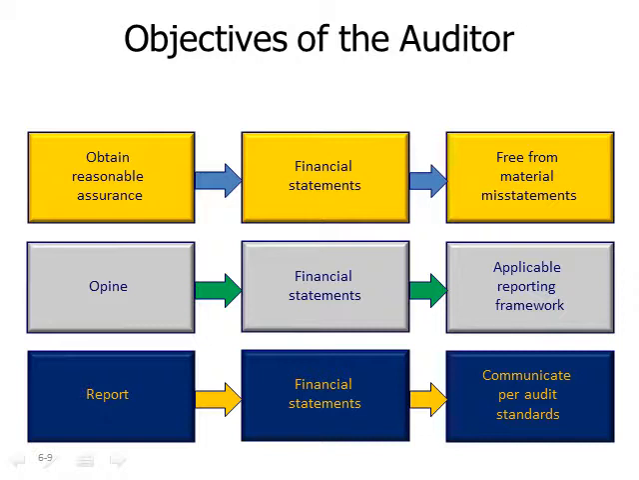Here we see what the objectives of the auditor are. The objective of the audit is to obtain reasonable assurance about whether the financial statements as a whole are free from material misstatements. The objectives of the auditors are to express an opinion on whether the financial statements are prepared in all material respects in accordance with an applicable financial reporting framework, usually generally accepted accounting principles. And it is the objective of the audit to issue a report on the financial statements and communicate as required by audit standards in accordance with the auditor's findings.